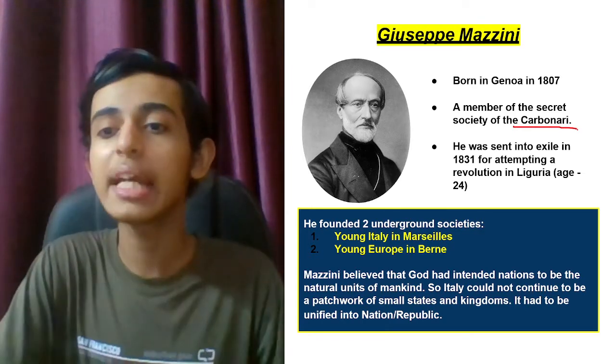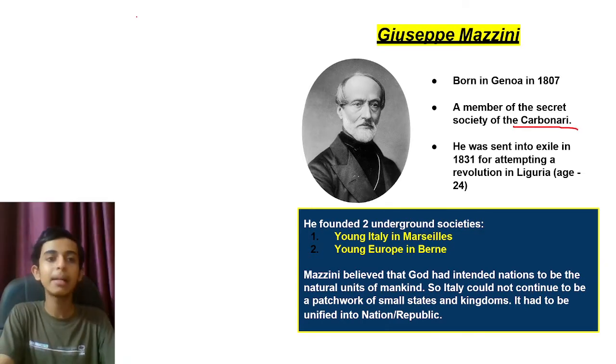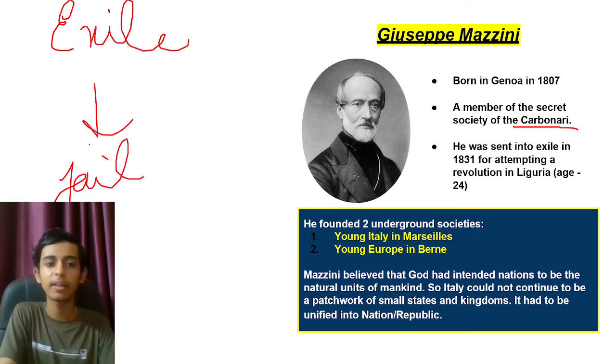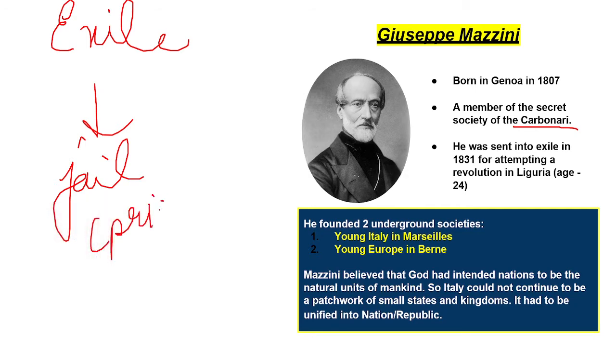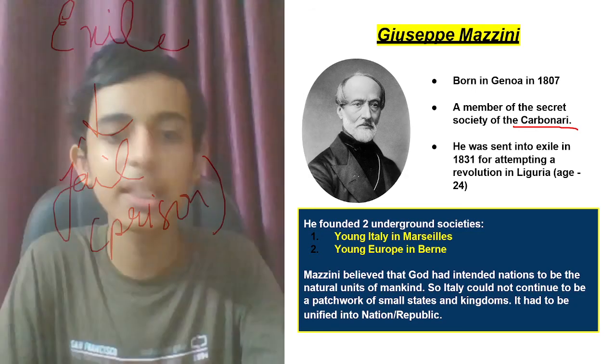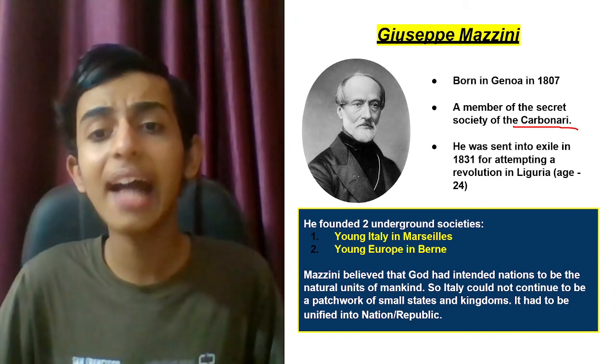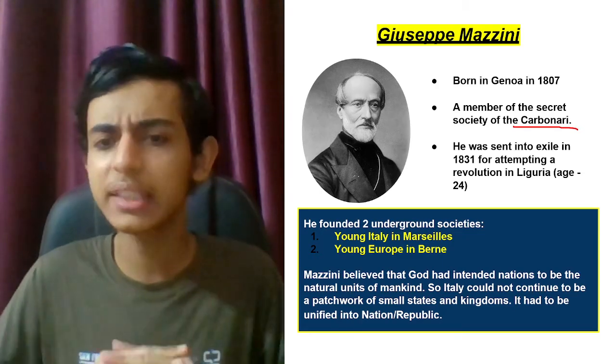He was sent into exile. What do I mean by exile? Exile means, what you say, jail, right? Or you can even write prison. Okay, so he was sent into exile for attempting a revolution in Liguria at the age of 24. So he was a young man, right?